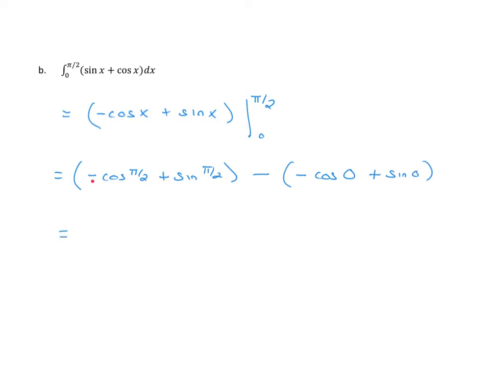Cosine of pi over 2 is 0, so negative 0 is simply 0. And then you have plus sine of pi over 2. Sine of pi over 2 is 1, so here's the upper bound stuff. And then, okay, what do we have here? Cosine of 0 is 1, so this is really negative 1. I'll put negative 1 here. And sine of 0 is 0. This is equal to 1 minus a negative 1. That's really 1 plus 1. And the answer to this is 2.